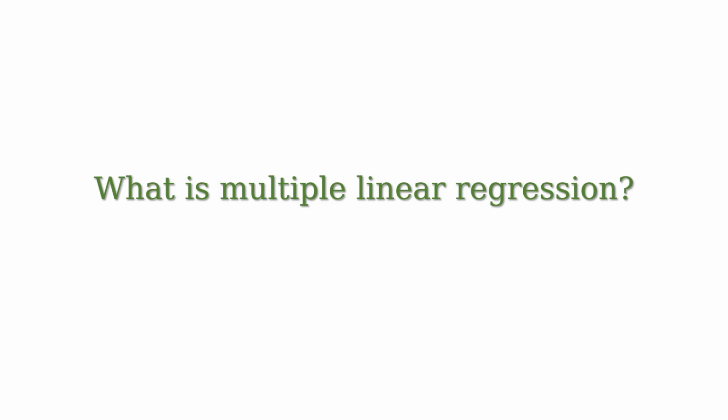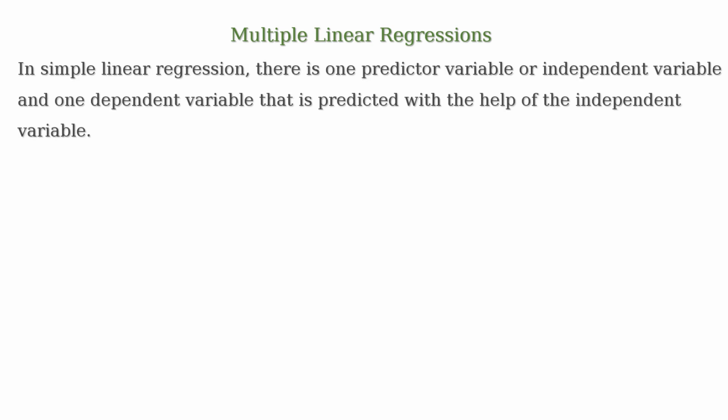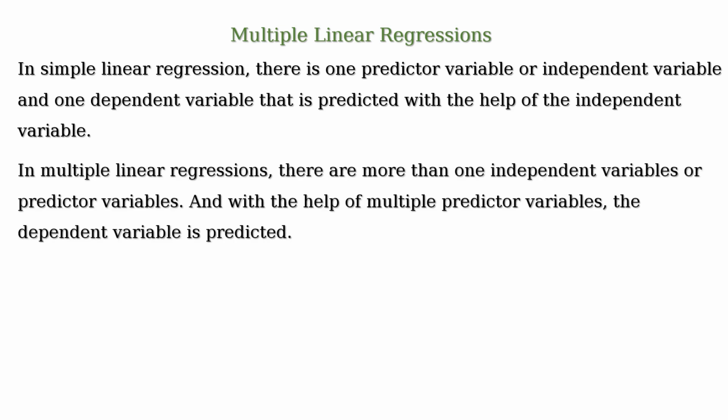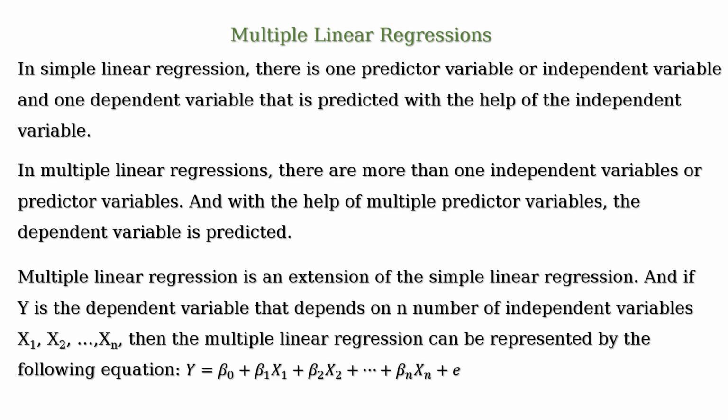In our previous video, we discussed simple linear regression. In simple linear regression, there is one predictor variable or independent variable and one dependent variable that is predicted with the help of the independent variable. In multiple linear regression, there is more than one independent variable or predictor variable, and with the help of multiple predictor variables, the dependent variable is predicted.